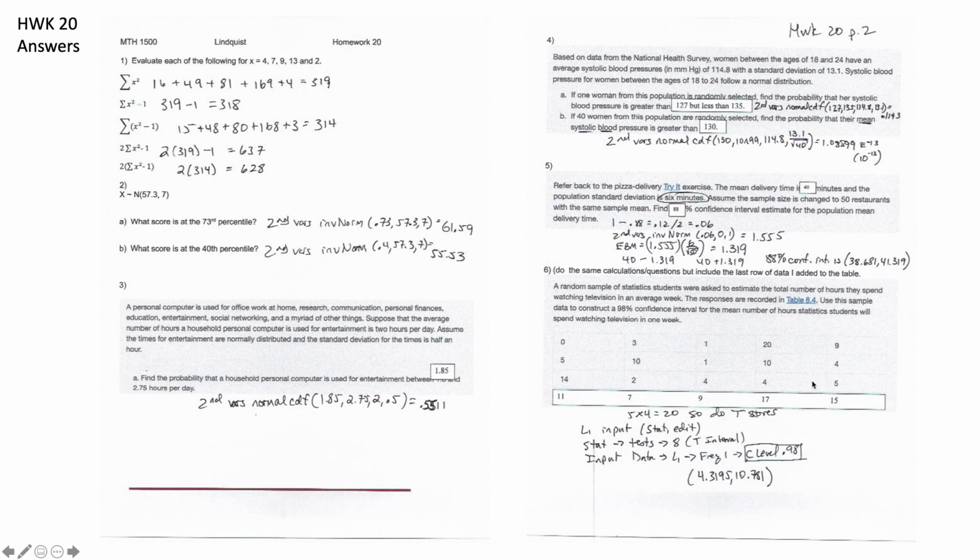We're in a bit of a rush here, but I'll go through it. Put all of these data into L1. Remember, stat edit L1, clear, enter at the top, put them all in there. Then you go to stat tests. That's across to the right side, third column. You want to choose T interval. It's choice 8. Input the data. Okay, when you start inputting that data, choose L1, frequency 1. For confidence level, you put in 0.98. When you do that, you will get this answer right there, 4.3195, 10.781.